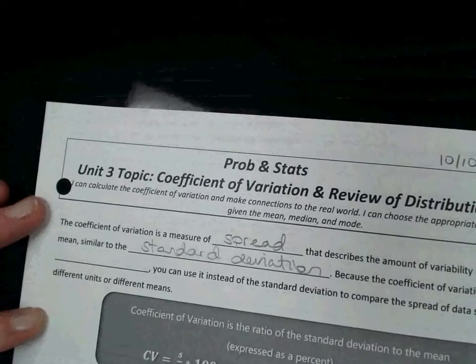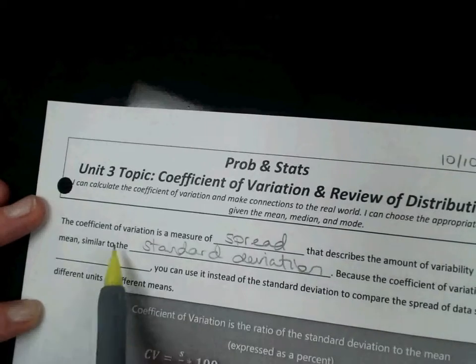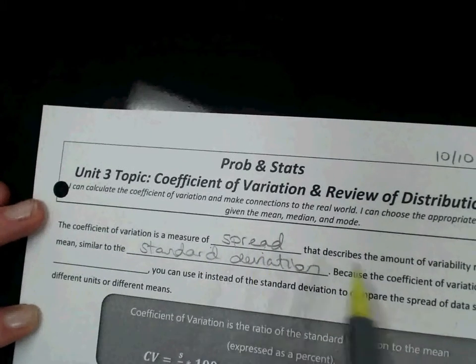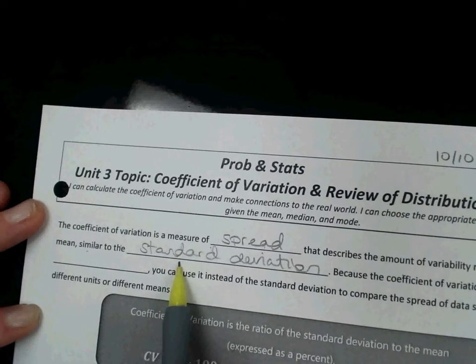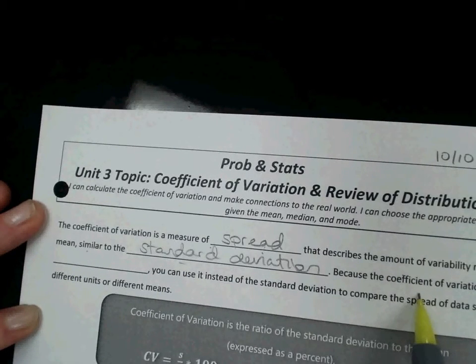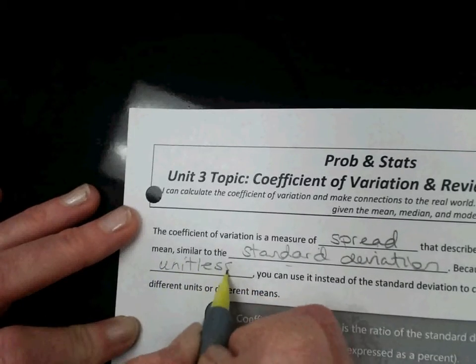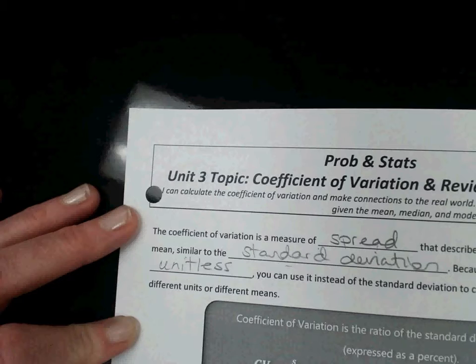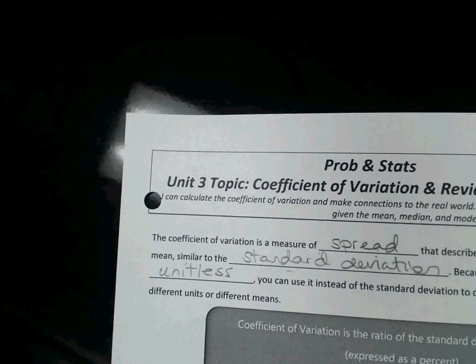So today's notes are Unit 3. It is not in the textbook, but it does relate to our unit because it's talking about another measure of spread. So again, the coefficient of variation is a measure of spread that describes the amount of variability relative to the mean, similar to the standard deviation. Because the coefficient of variation is unitless, doesn't have units on it, you can use it instead of the standard deviation to compare the spread of data sets that have different units or different means.